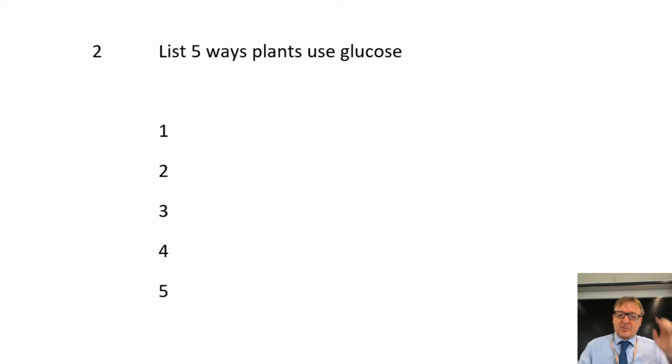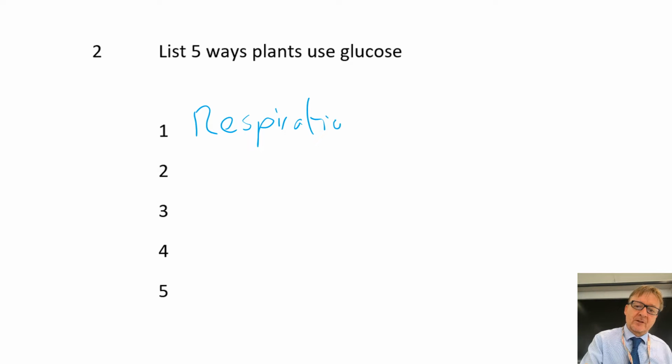List 5 ways plants use glucose. Firstly, plants use glucose in respiration. Now respiration is a bit of a funny one really, because you don't imagine that plants actually do respiration, but what they do is they do it at night. So when there's no light around, they are then respiring, which is their growth time.